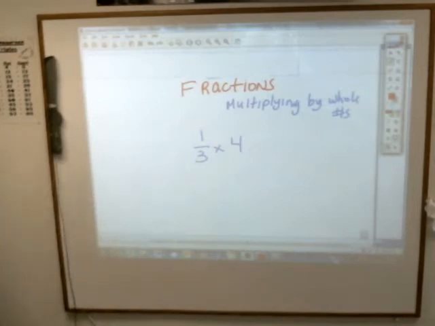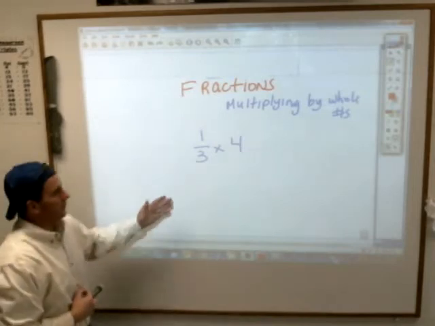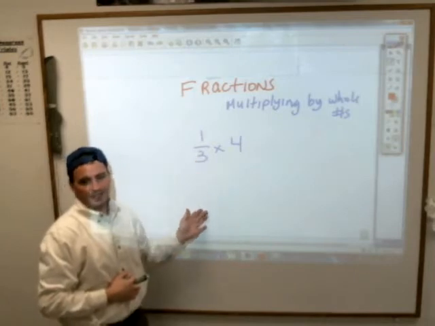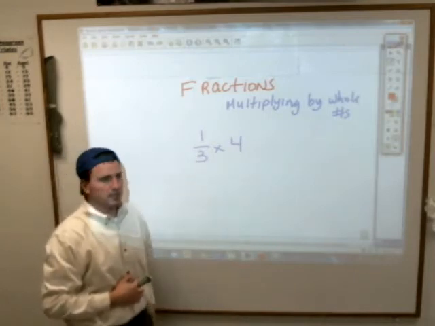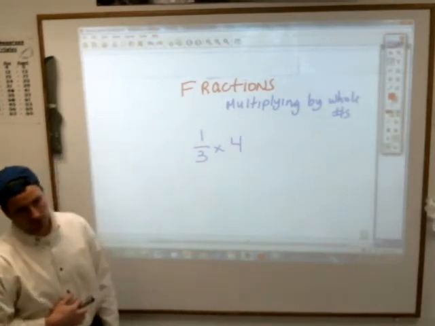One thing is you can think about what multiplication is. When you multiply by 4, that means you have 4 1/3s all added together. You could add 1/3 to itself 4 times, but that's probably not the quickest way.